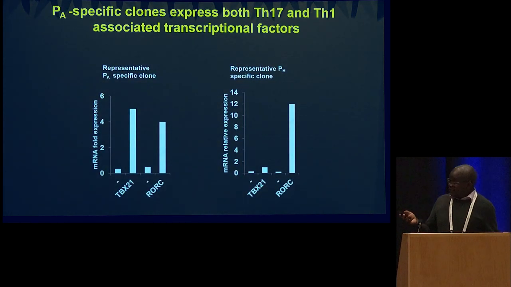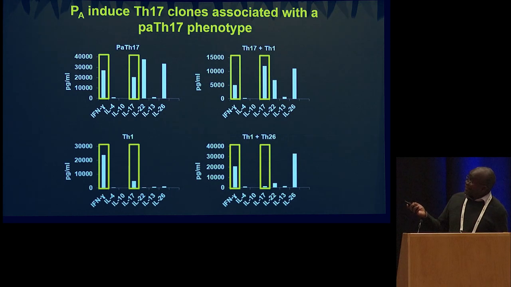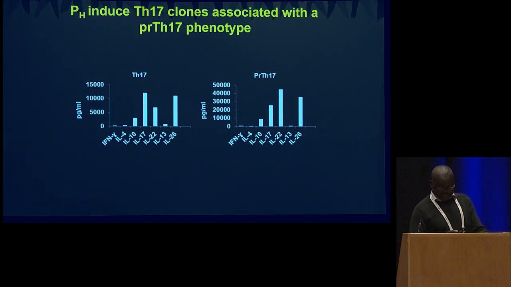And if I take one of these P. acne-associated clones and do real-time PCR, you see that they express both Th1 and Th17-associated genes, whereas the clones that are induced by the healthy strains mainly express the Th17-associated transcription factor. So these are results from four donors, again, showing that acne-associated clones are pathogenic clones. Again, most of them secrete interferon gamma in addition to the Th17-associated molecules, whereas the protective clones, you only see this IL-10 signature in addition to the Th17-associated cytokines.